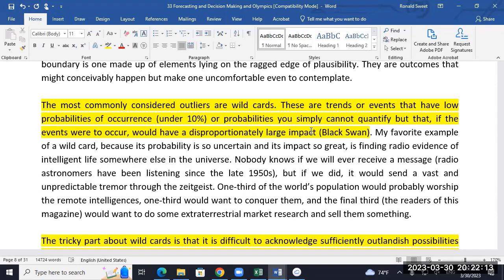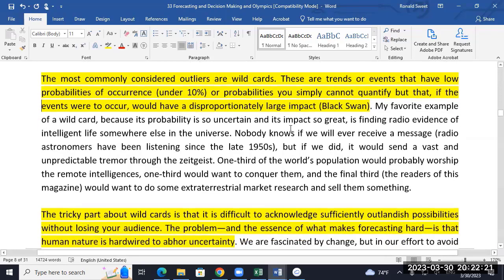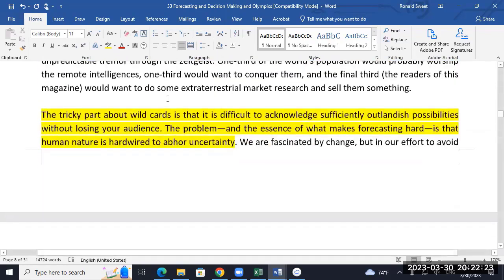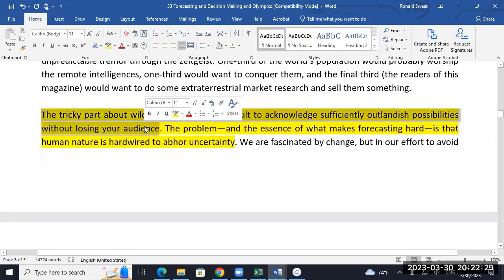These black swans, they don't happen very often, so we tend to assume they'll never happen. And yet we know they're going to happen, because we always have big events. The tricky part about wild cards is it is difficult to acknowledge sufficiently outlandish possibilities. Your boss is going to say, $200 oil, are you crazy?